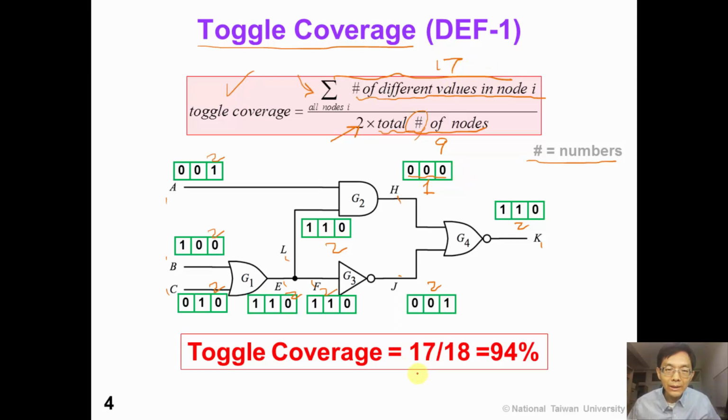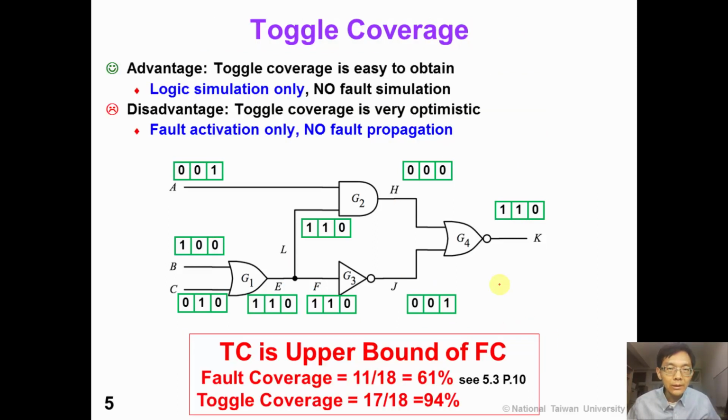So if we apply these 3 test patterns to this circuit, we would have 17 over 18, which is approximately 94.4% toggle coverage. So the advantage of toggle coverage is that it is easy to obtain. We only need logic simulation. We don't even need fault simulation. So this is very simple to obtain.